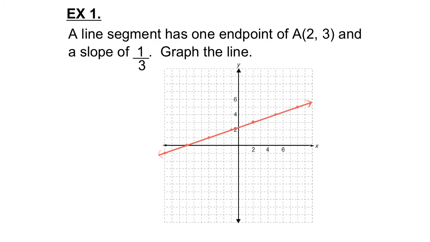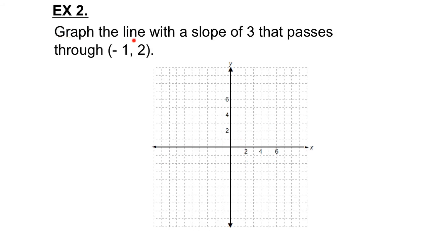So let's try another one. Graph the line with a slope of 3 that passes through this point, (-1, 2). So why don't you pause the video and try this one and see how you do.